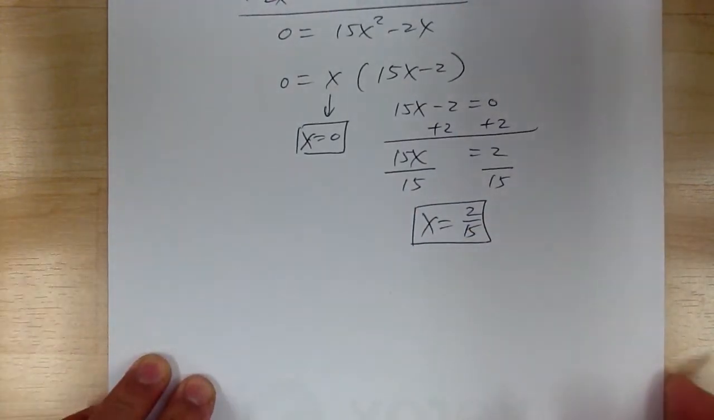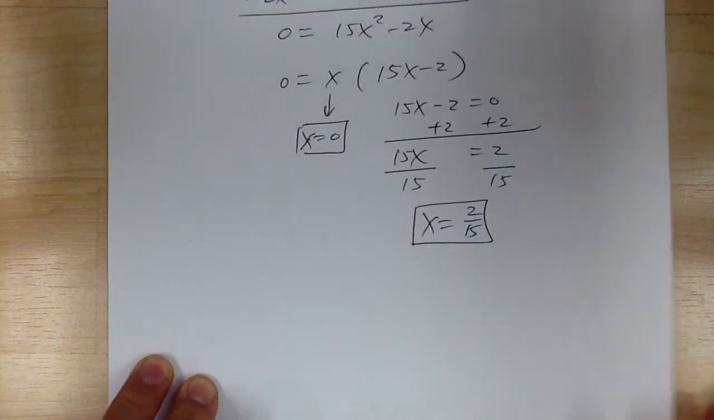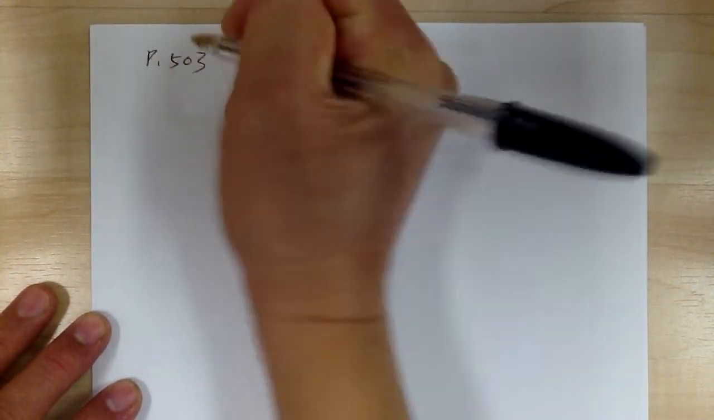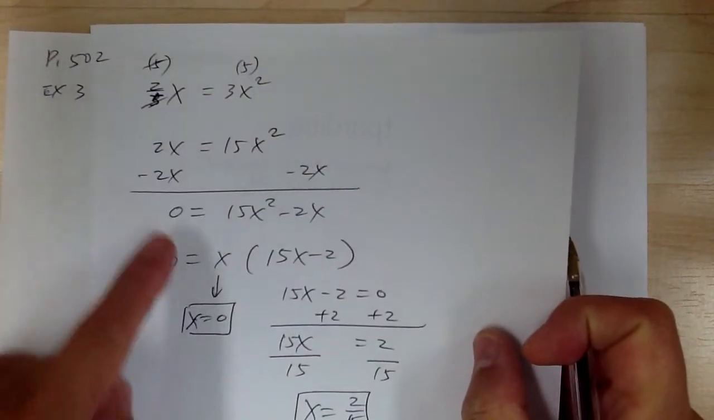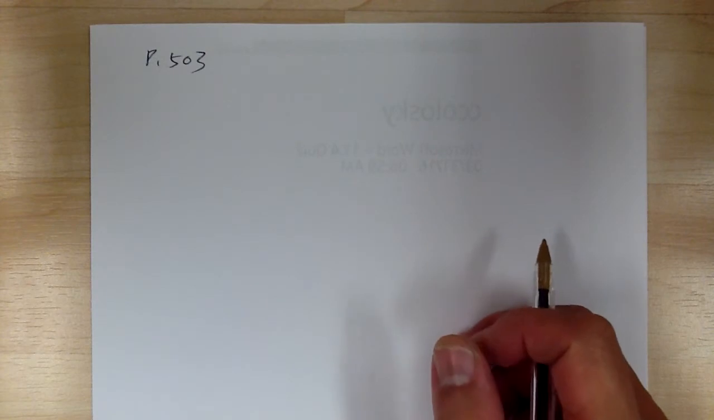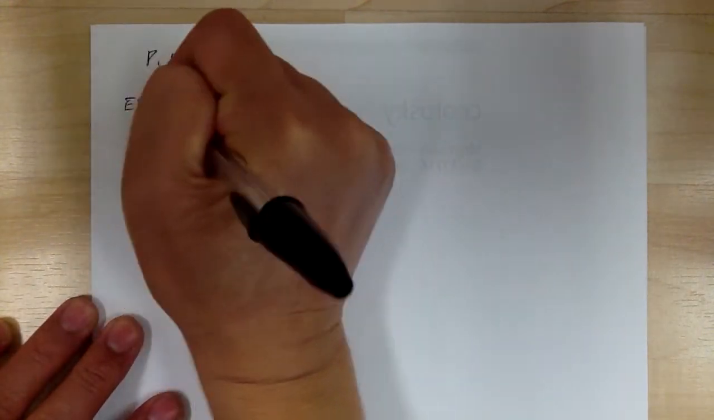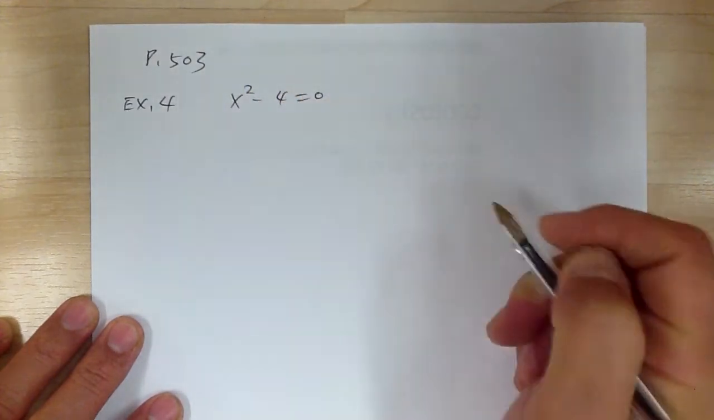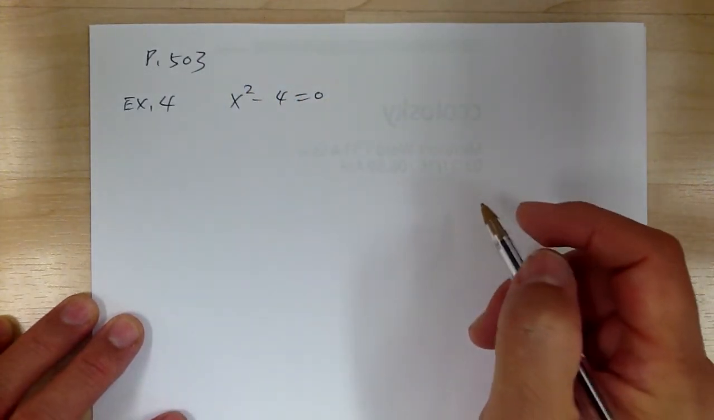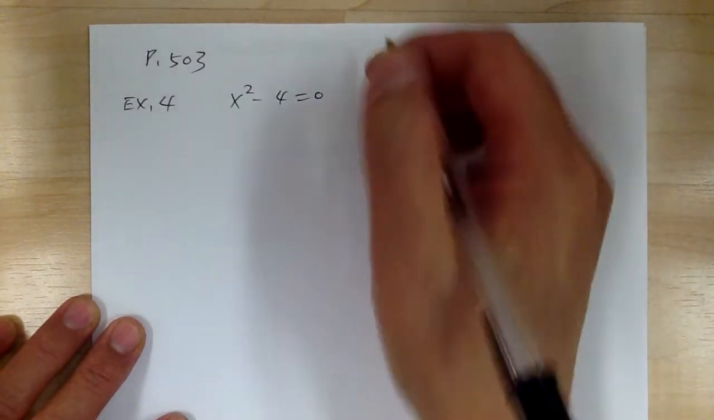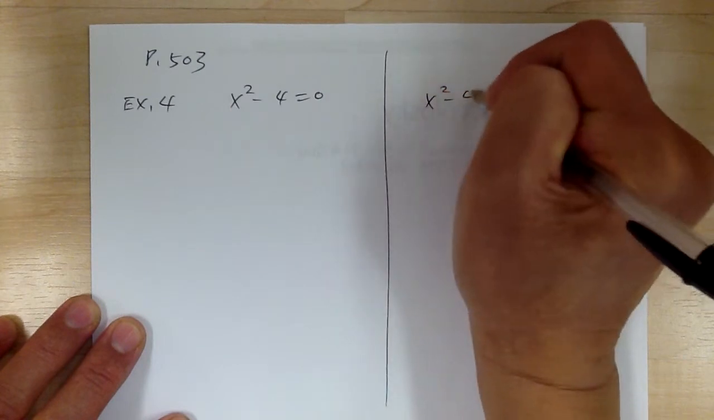Now the next one, let's go to example 4. This is missing the b. So you got x squared minus 4 equal to 0. So in this case, there are 2 ways you can do this. Okay, one way is by doing factoring. I'm going to do both methods.